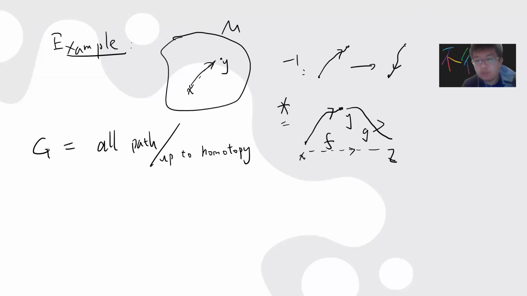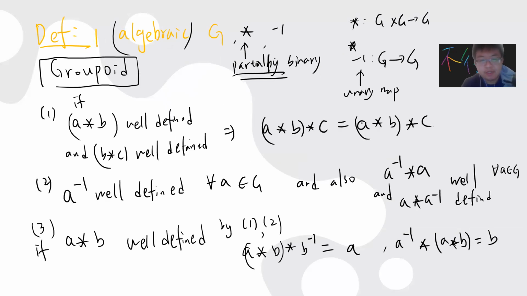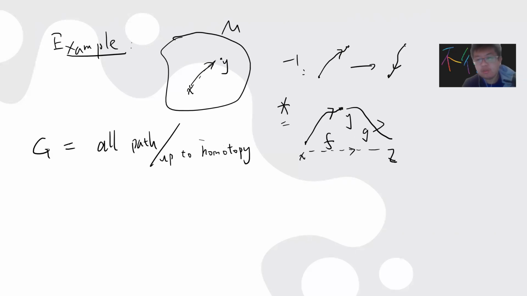Also, the order is very important, right? Because I cannot do G and F in reverse, because G starts from Y to Z and F starts from X to Y. Okay, so this is our main example, in which you can see that all the paths, whether or not it's connected, you can still define this, right? So you can see that all paths have the groupoid structure. Okay.